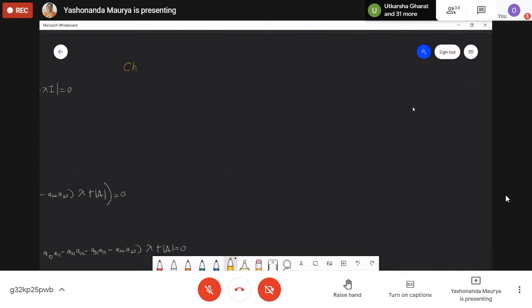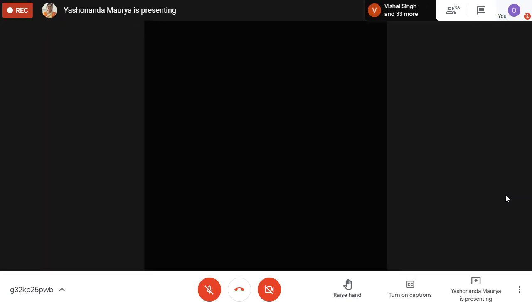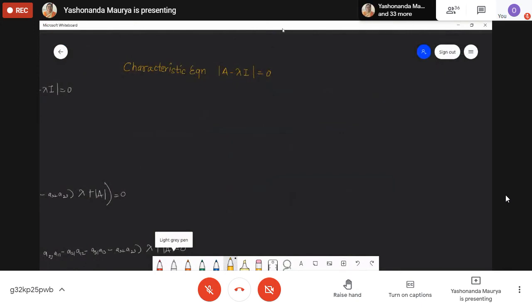So the characteristic equation is given by this, and the roots of this equation are called characteristic values or eigenvalues.